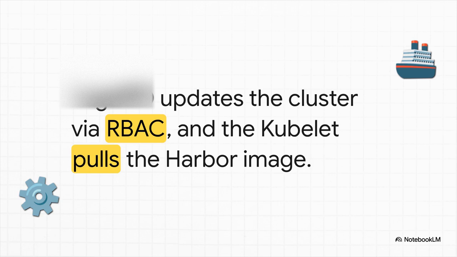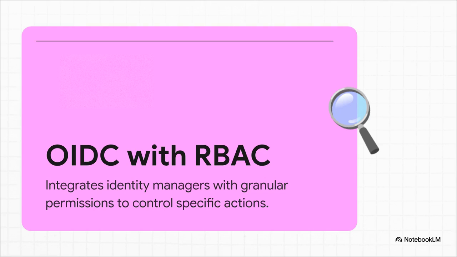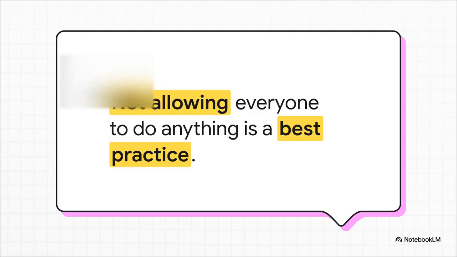But how do we manage who gets to tell ArgoCD what to do in the first place? We use OIDC, OpenID Connect, combined with RBAC. This links up your centralized identity managers like AWS SSO or Okta with really granular permissions. Admins use this to guarantee that a developer can't just accidentally delete an app that they're only supposed to be viewing. The official documentation hits the nail on the head here.